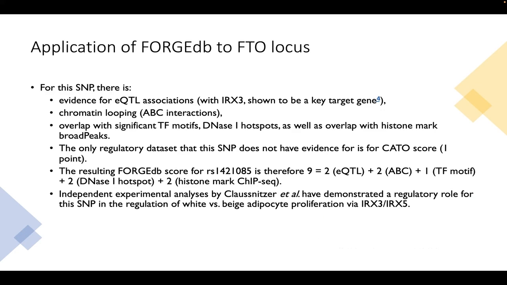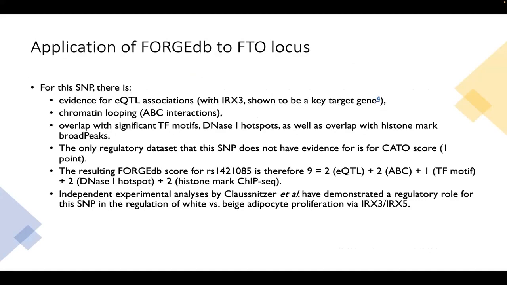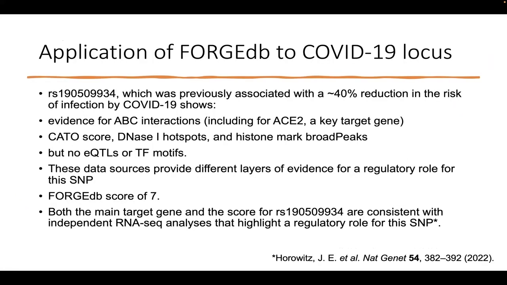So this particular SNP is very good. It has a score of 9. We've shown how we get the score here, and there's a lot of analysis on this to provide evidence of function. It's pretty deep analysis here. And it's associated with white and beige adipocyte differentiation or proliferation.